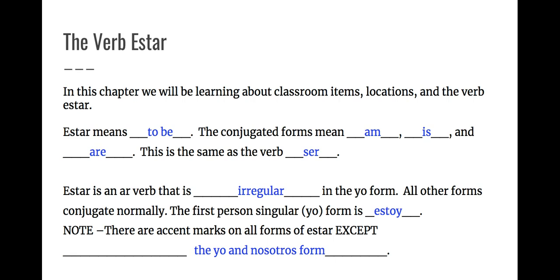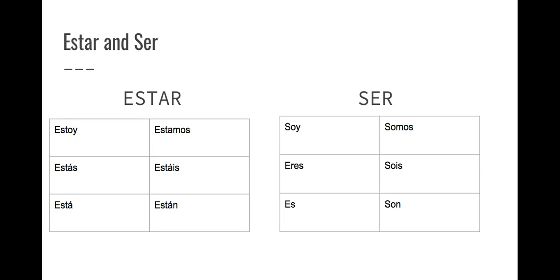The first person singular yo form is estoy, and there are accent marks on the A of all forms of estar except for the yo and nosotros form. So here are your 2 T-charts. Estar on the left, we have estoy, estás, está, estamos, estáis, están. Notice the accent on the A in the bottom 4. And then on the right, here's your verb ser just to reference and remember it. We're not using the verb ser this chapter, so don't get confused. I just wanted you to see it, to remember it, and let you know that they both do mean the same thing, but you use different ones for different reasons.